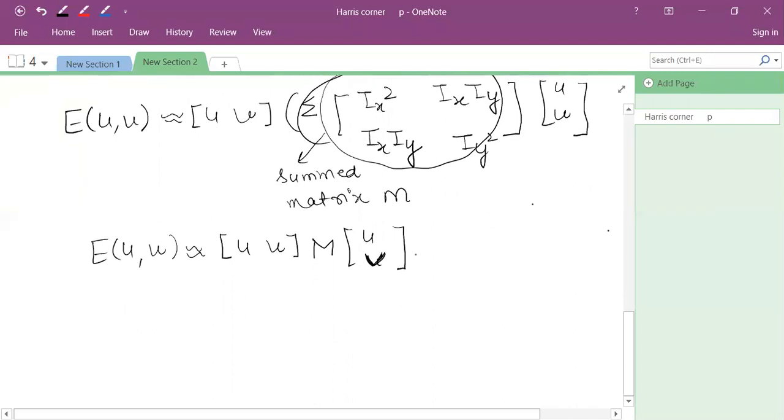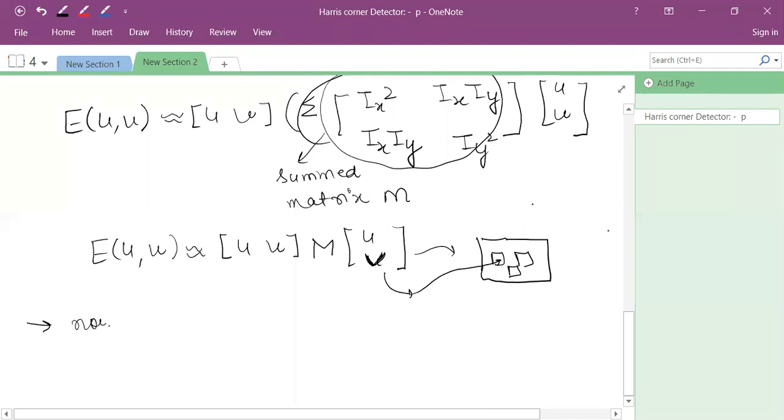Now this difference is only for one window. Like I told you in the image, there are so many windows. So this term is used for only one window. One window means only this one. So our target is to calculate the score R for each window.